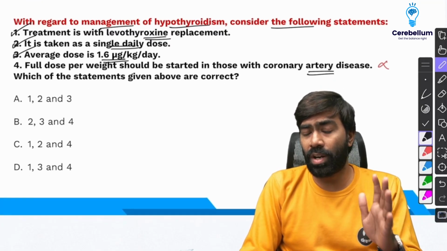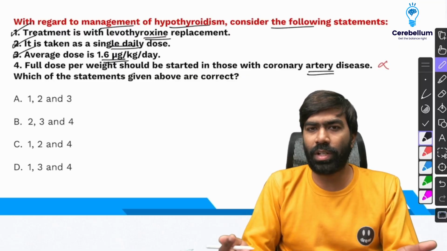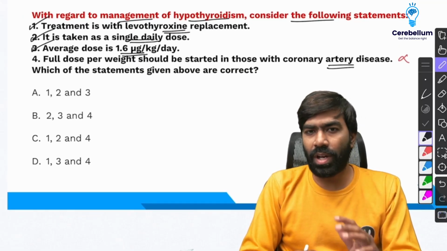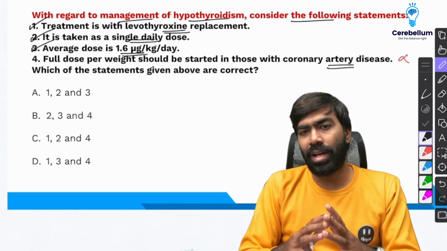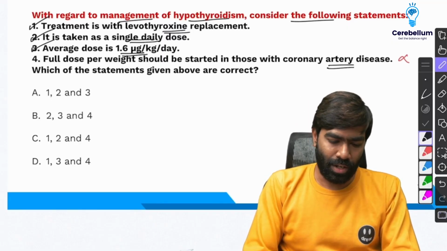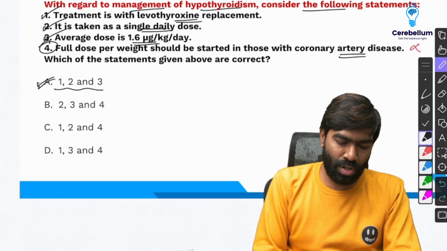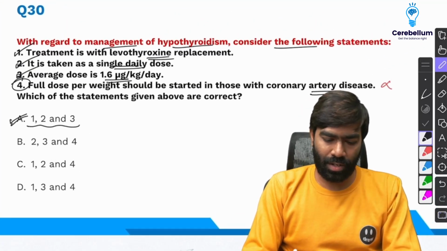lower dose, maybe at around 12.5 to 25 micrograms per day, and slowly you have to uptitrate depending on the TSH values. If you start with a higher dose, it can result in tachycardia and it can even result in arrhythmias like atrial fibrillation, and even sudden death risk is there. So definitely this is a wrong statement. So right answer for this question is option A. 1, 2 and 3 are correct.